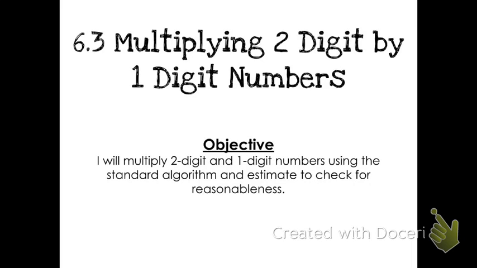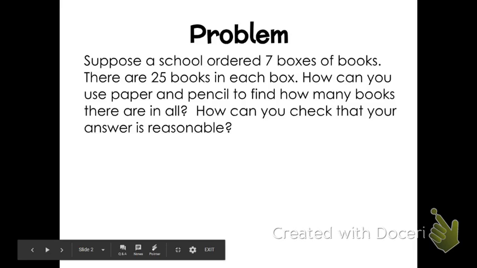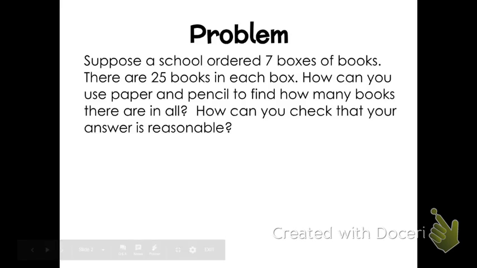Today's lesson is topic 6.3, multiplying two-digit numbers by one-digit numbers. The objective is that you will be able to multiply two-digit and one-digit numbers using the standard algorithm and estimate to check for reasonableness. The problem we're looking at first says, suppose a school has ordered 7 boxes of books.